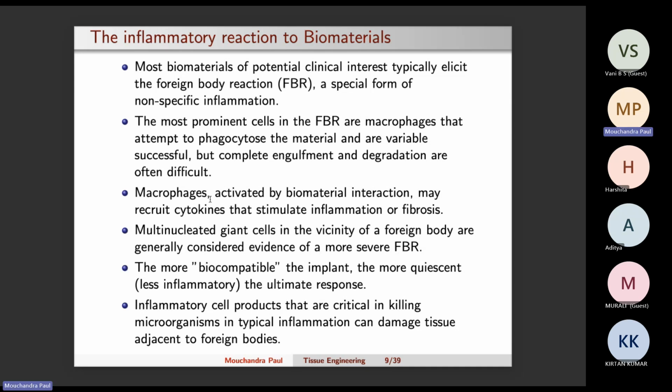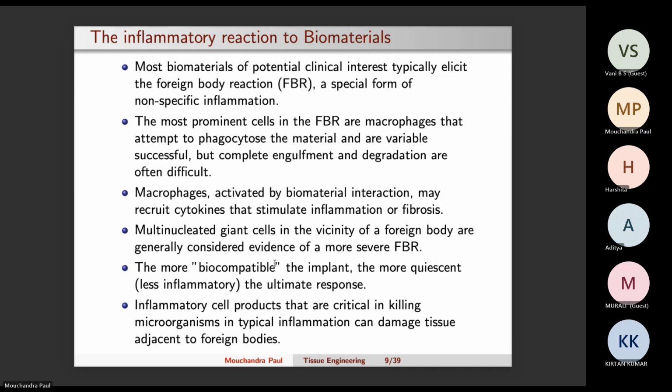These macrophages, which are activated by the interaction between the material or implant and the tissue, release cytokines and stimulate the inflammation process. And the body also tries to cover it up, so that whatever toxic enzymes are released by these macrophages don't harm the neighboring healthy tissue. So a fibrosis step also happens, where a thin layer of fibrotic membrane gets formed.